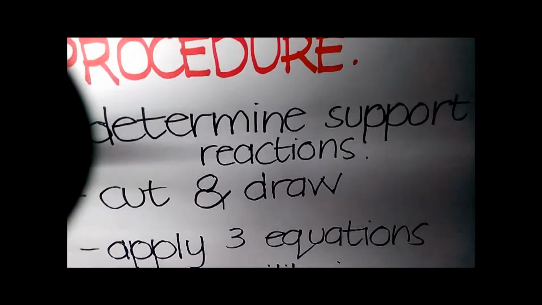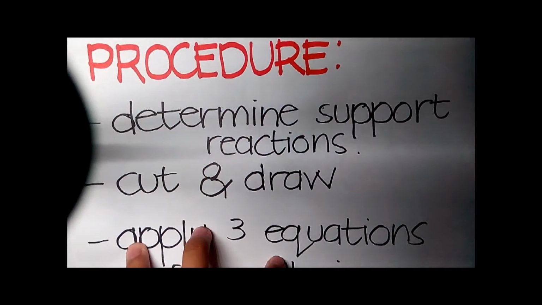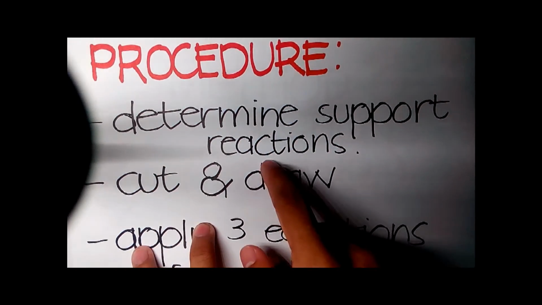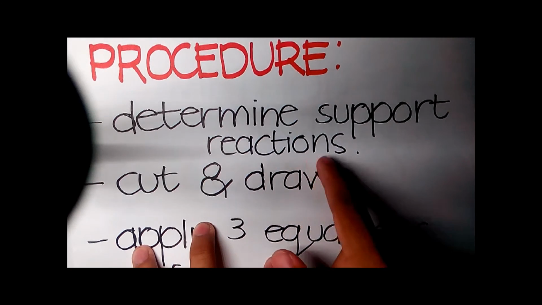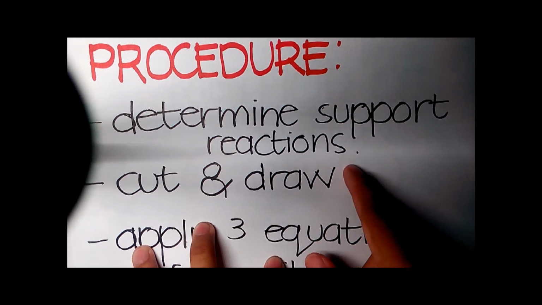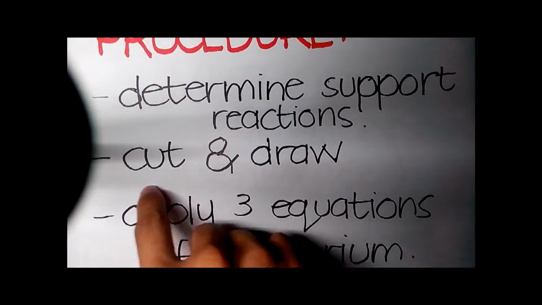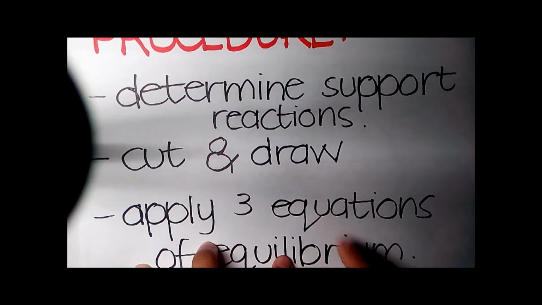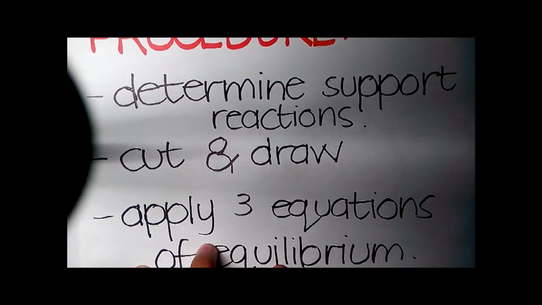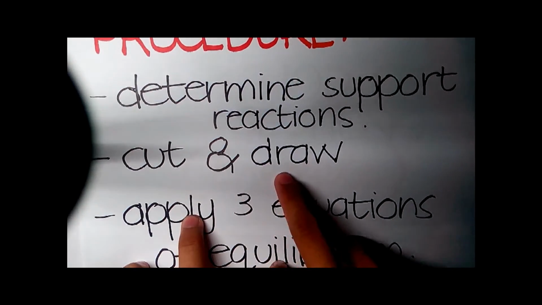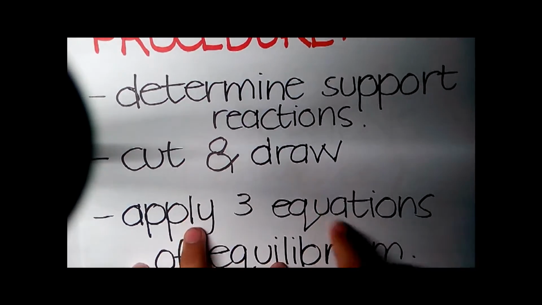So here are the procedures in solving the forces using the method of sections. The first is determine the support reactions. You can do this, as I said a while ago, using a section line. You will cut the members using the section line. As you can see on step number 2, cut and draw. So you were given an illustration. You will cut it using a section line and draw the appropriate free body diagram.